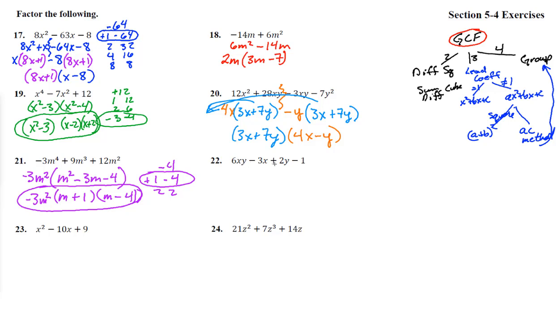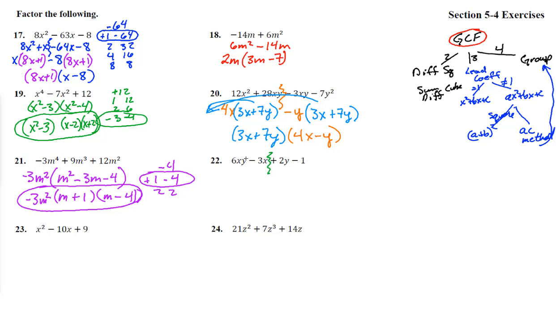Number 22. 6xy minus 3x plus 2y plus 1. Is there a greatest common factor? No, this guy's a 1. Nothing else will go into that. This guy doesn't have a y. That guy doesn't have an x. Yep, nothing going there. So no greatest common factor. There are 1, 2, 3, 4 terms, so we are grouping. Let's chop that in half.